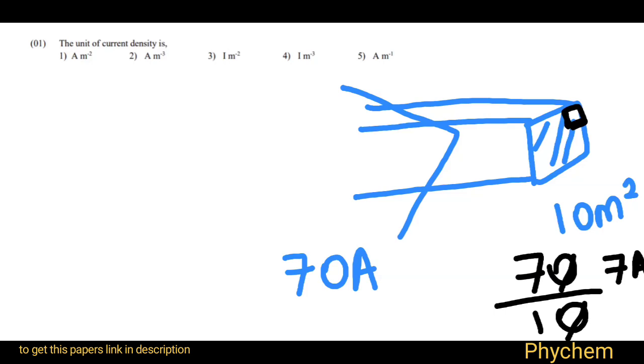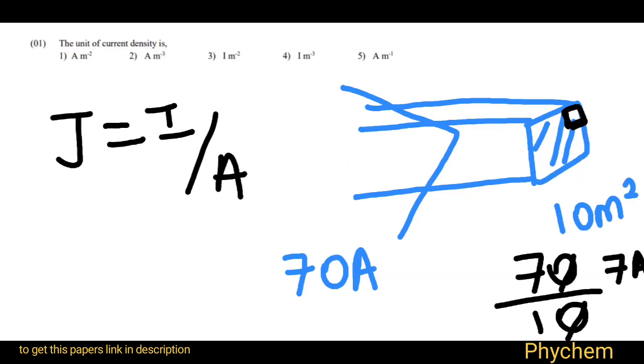So the current density is the quantity representing the amount of current passing through a unit cross-sectional area. Normally we denote this by J. So J is equal to I over A. Well, you know that the unit of I is ampere, and the cross-sectional area's unit would become meter minus 2. So the answer is the first answer.